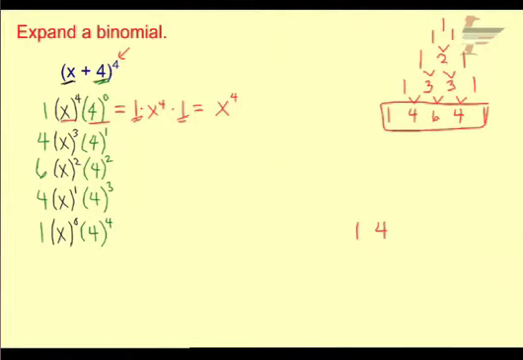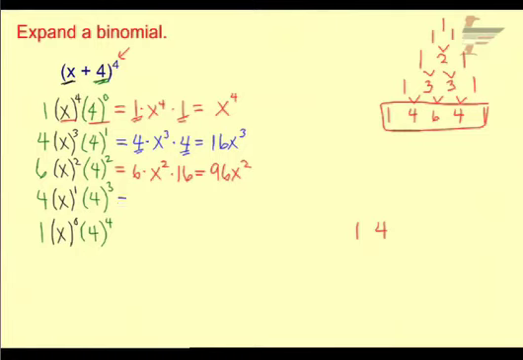Now we go to our next one and we say, okay, we have a 4 times x cubed times 4 to the 1st, which is a 4. And we'll multiply the 4 times the 4 and get 16 x cubed. And now we have our 6 times our x squared times our 4 squared, which is 16. And then we'd say, okay, what's 6 times 16? We get 96 x squared.